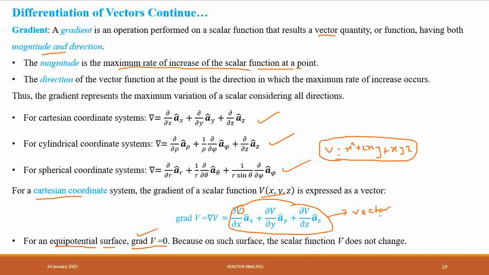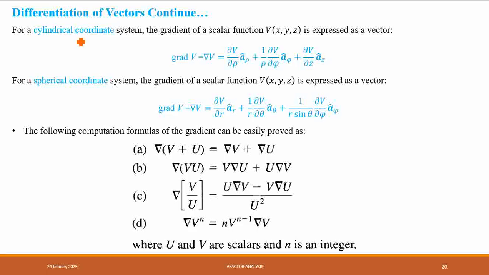Now come to the other coordinate systems. The gradient of v can be found in other coordinate systems, like cylindrical and spherical, as given here. There are some computational formulas of gradient which you can see here.